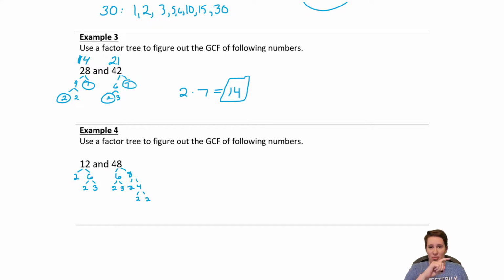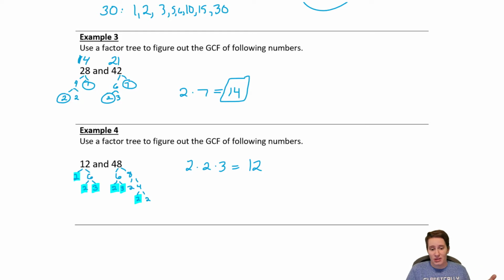Remember, we're only looking at our prime numbers at the end, just like with least common multiple. We're looking for what they have in common. So we have a 2 here and a 2 here, a 2 here and a 2 here. It didn't matter which 2s I picked on 48, by the way. This 3 could go with this 3. And so I'm out of numbers on 12. So what that means is that my greatest common factor is 2 times 2 times 3, which is 12.